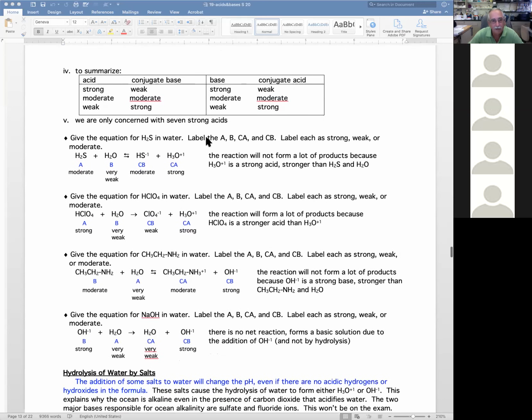So just to summarize that, a strong acid has a weak conjugate base. A strong base has a weak conjugate acid. Moderate gives you moderate, and weak gives you strong. Okay? And again, we only have to worry about the 7 strong acids to really deal with this. And what about the strong bases? Those are just the hydroxides, which I probably should add right here.